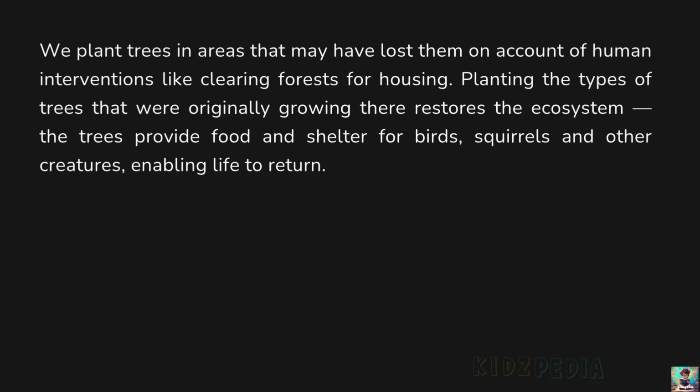We plant trees in areas that may have lost them on account of human interventions like clearing forest for housing. Planting the types of trees that were originally growing there restores the ecosystem. The trees provide food and shelter for birds, squirrels and other creatures, enabling life to return.